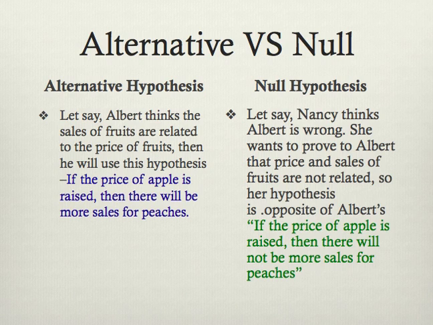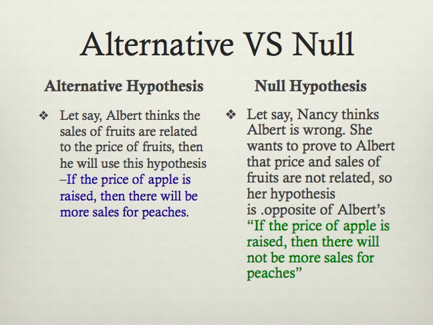Then there's alternative and null hypothesis. An alternative hypothesis is a hypothesis you use to prove something. For example, Albert thinks the sales of fruits are related to the price of fruits. Then he will use this hypothesis to prove the relationship. If the price of apples is raised, then there will be more sales of peaches.